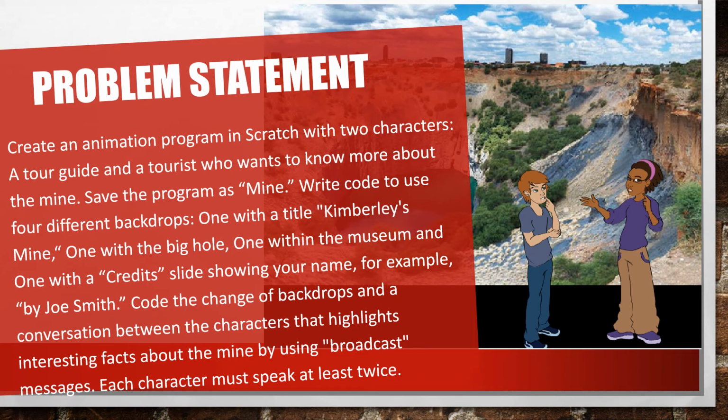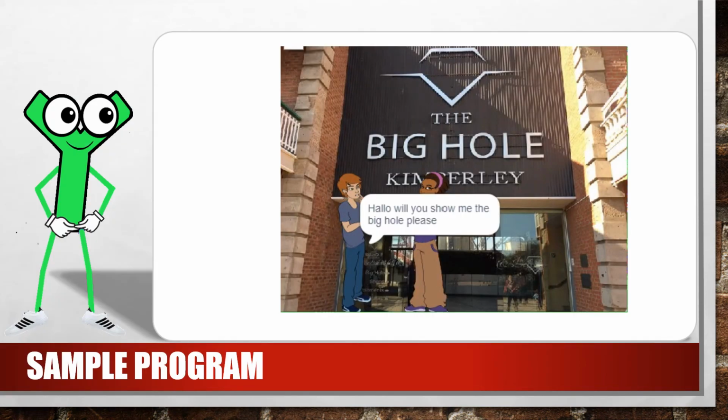Code the change of the backdrops and a conversation between the characters that highlights interesting facts about the mine by using broadcast messages. Each character must speak at least twice. Save all the changes once you're done. Here is an example of what your program might look like.